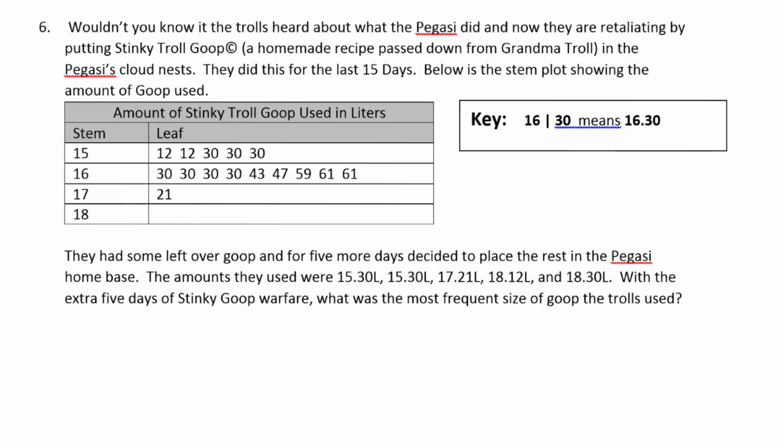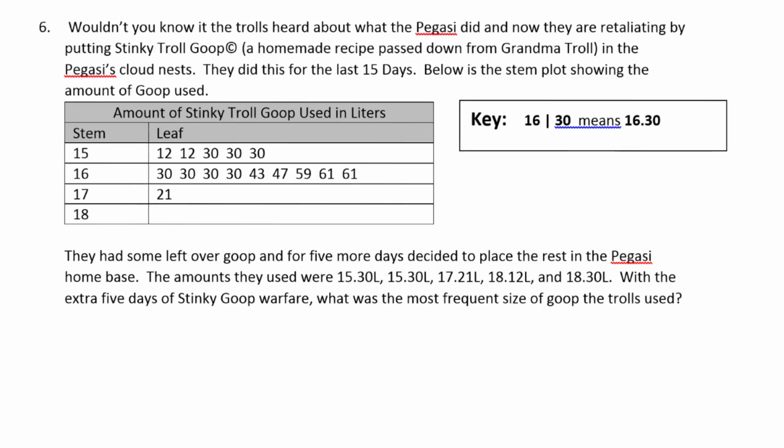All right? It says on the bottom there, they had some leftover goop and for 5 more days decided to place the rest in the Pegasi home base. The amounts they used were 15.30 liters, 15.30 liters, 17.21 liters, 18.12 liters, and 18.30 liters. With the extra 5 days of stinky goop warfare, what was the most frequent size of goop the trolls used?